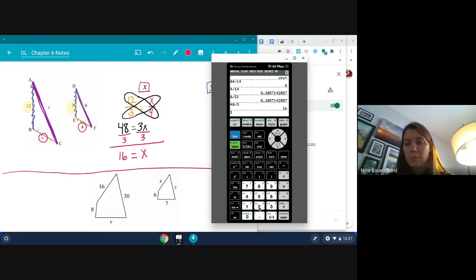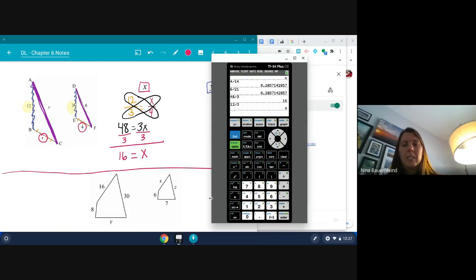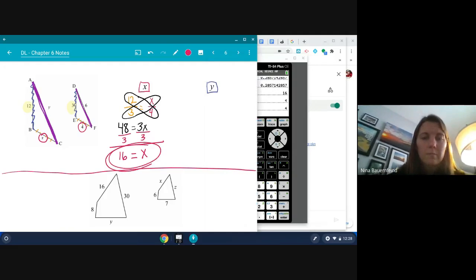And again, we can always check that. 12 divided by 3, so that original fraction, this one, 12 divided by 3 is 4. Well, we just said that X is 16. So if we do 16 divided by 4 for this fraction, we also get 4. So we know this is correct.